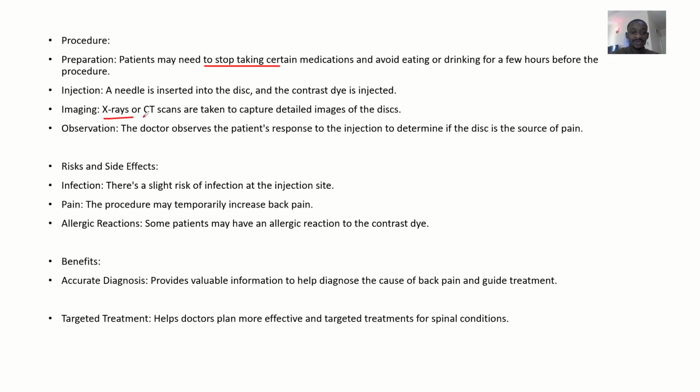Okay. So imaging now, you can use x-rays or CT scans, which can be taken to capture detailed images of the disc. Okay. Observation, the doctor observes the patient's response to the injection to determine if the disc is the source of the pain.